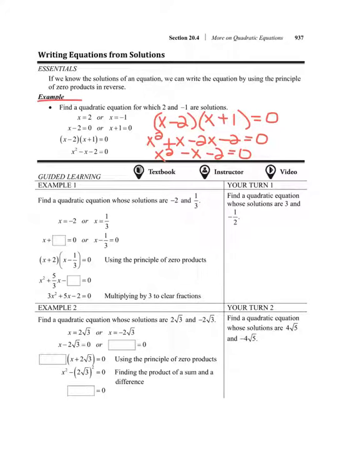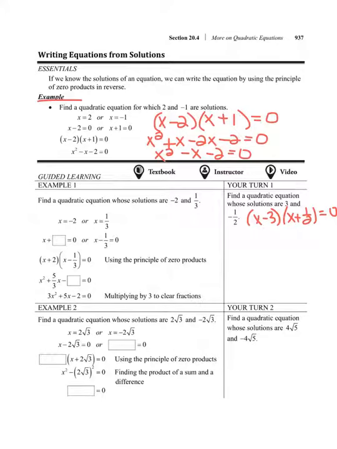Alright, so your turn 1, find a quadratic equation whose solutions are 3 and negative 1/2. So I'm going to start out with my factored form. So it would be x minus 3 and x plus 1/2 equals 0. Because if I have x minus 3 equals 0, then solving for x gives me x equals 3. And x plus 1/2 equals 0 gives me x equals negative 1/2.